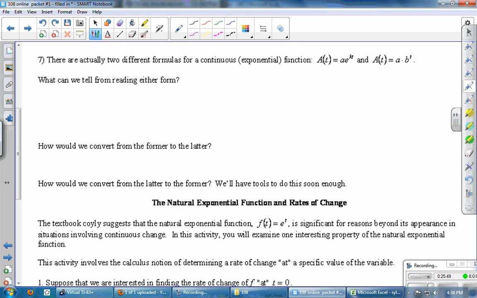There are actually two different formulas for a continuous exponential function. A of t equals a e to the kt, the one we just used, and A of t equals a times b to the t, that's the one we've used in the last few classes. What can we tell from reading either form? All right, in either form, a is the initial amount. Money, population, doesn't matter. A is always what you start with.